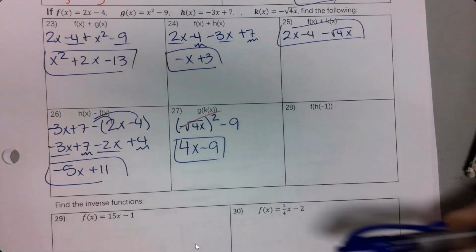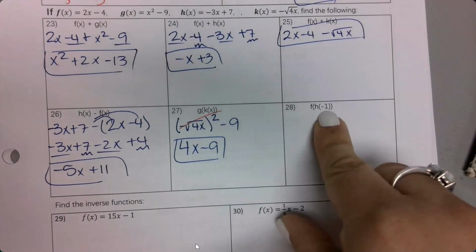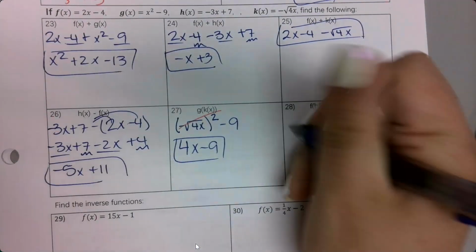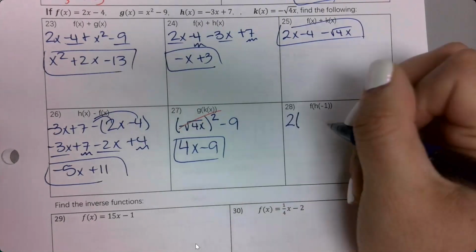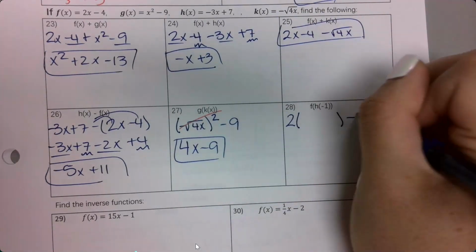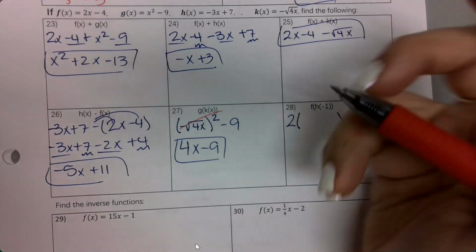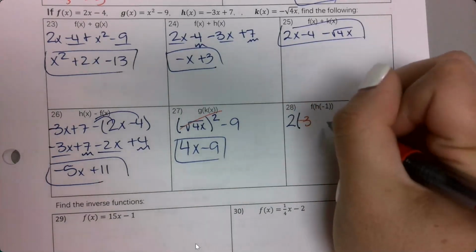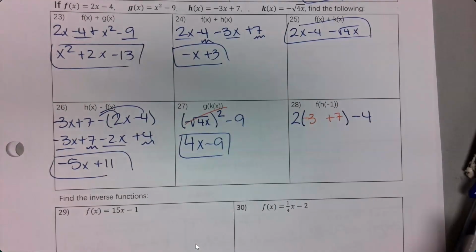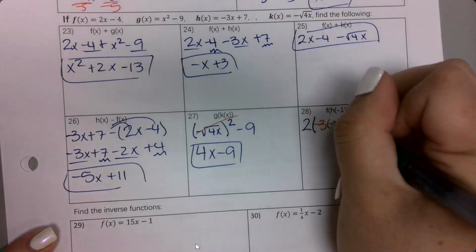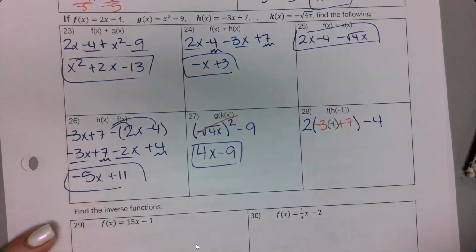F of h of 1. So I'm going to plug in negative 1 for my x in h, and I'm going to plug that in for my x in f. So 2, and then, so this is the f function. Then my h function is negative 3 times something plus 7. I'm going to plug in the negative 1 into that. And then I just want to simplify.